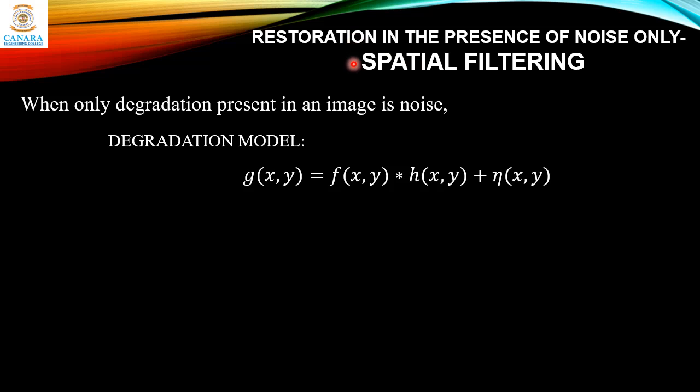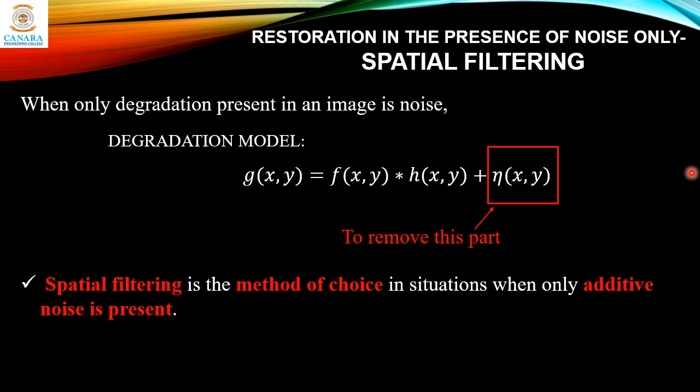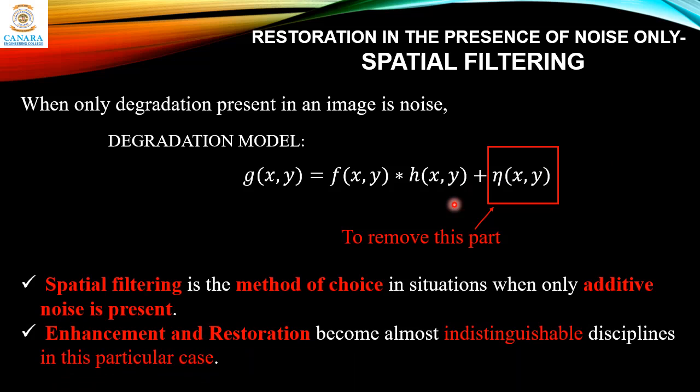Now here we are discussing only restoration in the presence of noise, so we'll consider only this part. We'll not touch this degradation function; we'll talk about it later in the module. We'll focus only on this noise part and its removal. Spatial filtering is the method of choice in situations when only additive noise is present, and in this particular case, enhancement and restoration become almost indistinguishable.